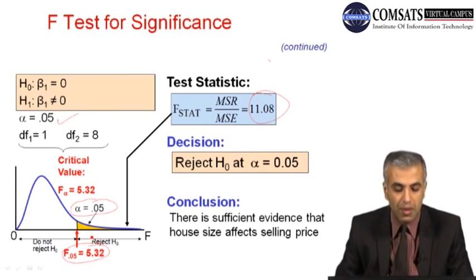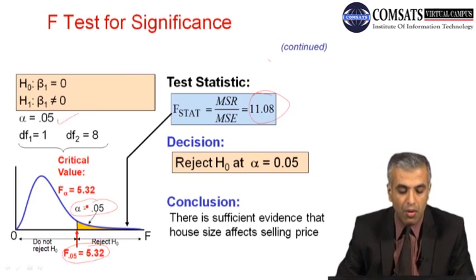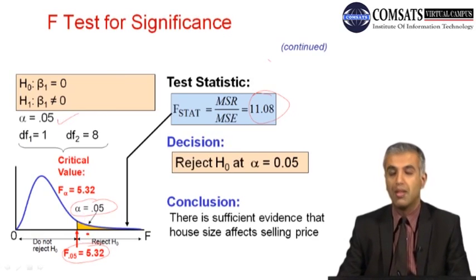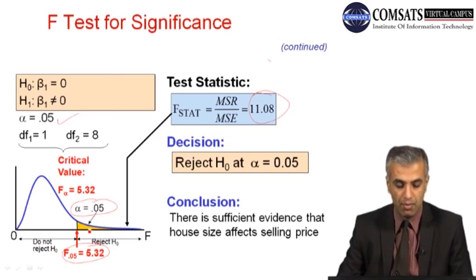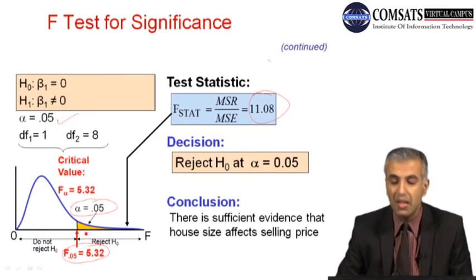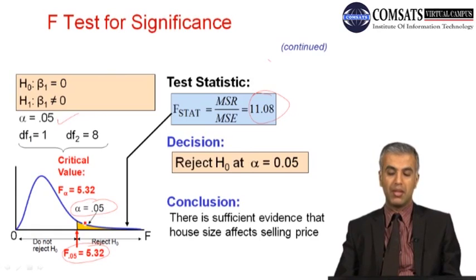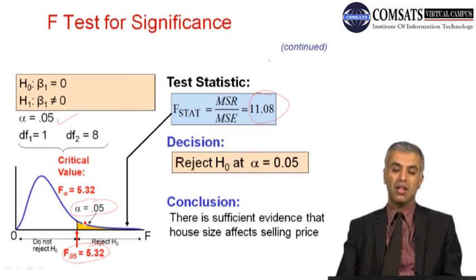5.32. Now based on that, if our value falls within this range, then the null hypothesis is not rejected, otherwise the null hypothesis has to be rejected. So as our value of F statistic is beyond this F.05 equal to 5.32, that means that we would have to reject our null hypothesis, and thus we can come to the conclusion that there is quite much evidence that house size is affecting the selling price.